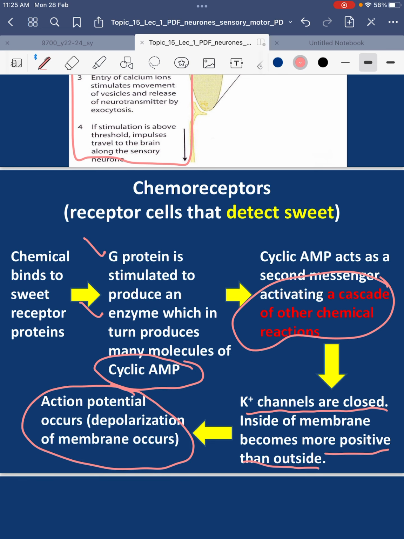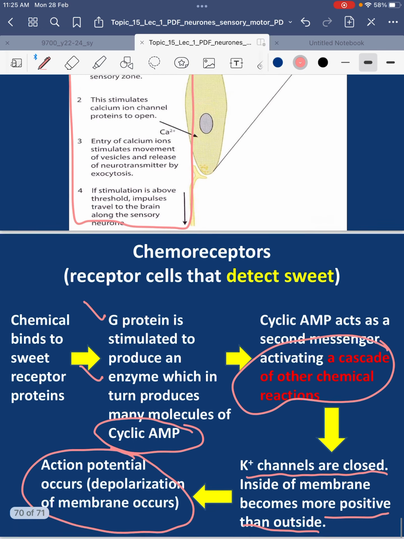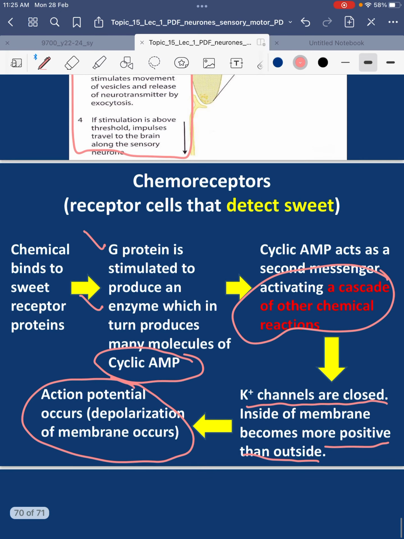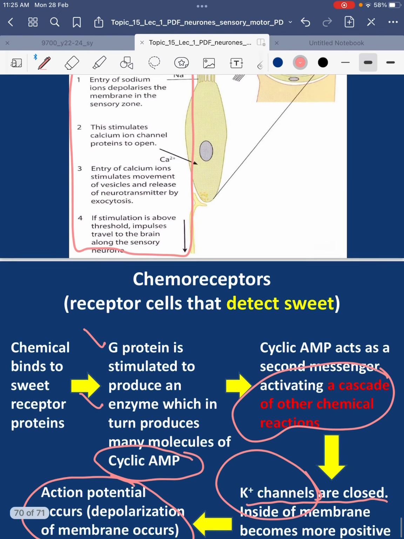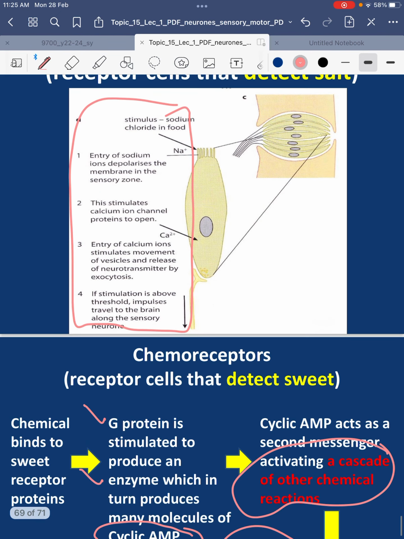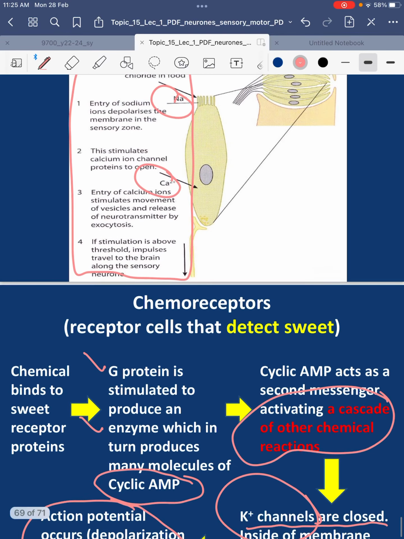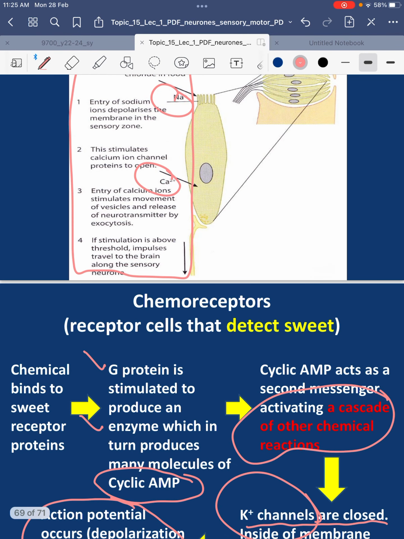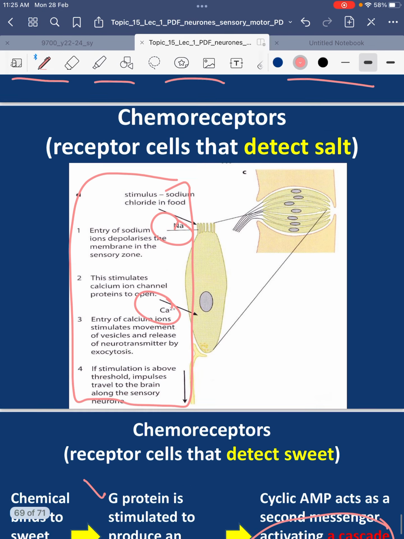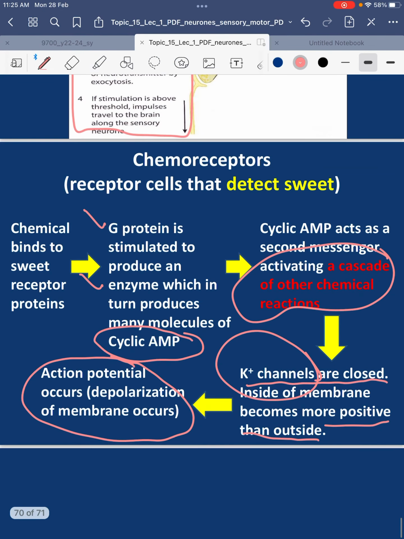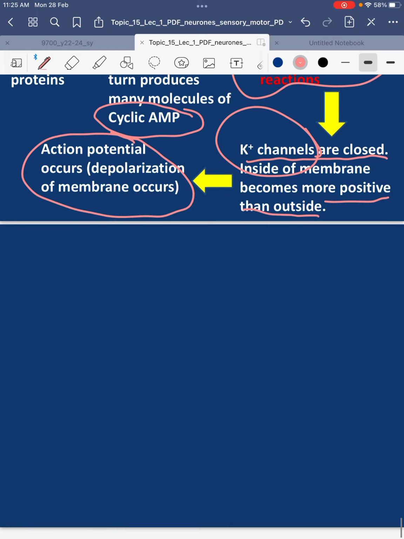Now all of this may not make sense to you at the moment, because what is this sodium? What is this potassium channel, and what is this calcium? Now all of this will make sense to you as we move along. As we learn how action potential occurs, we will come back to this slide, and then everything will make sense again.